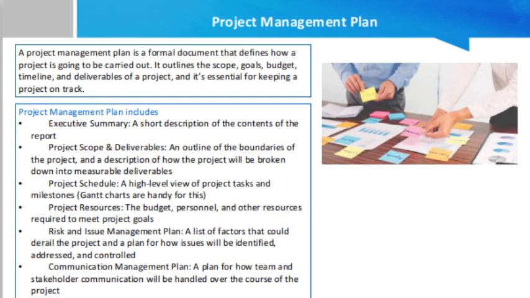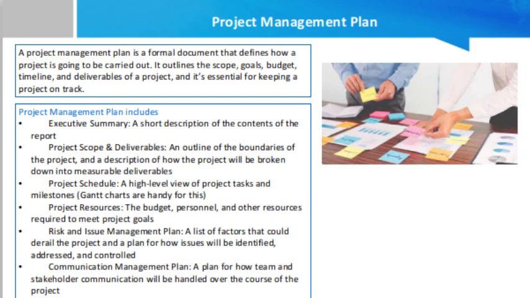Friends, a project management plan is a formal document that defines how a project is going to be carried out. It outlines the scope, goals, budget, timeline, and deliverables of a project, and it's essential for keeping a project on track. You write a project plan during the project planning stage of the project life cycle, and it must be approved by stakeholders before a project can move on to the execution stage. This means your project plan must be engaging, organized, and thorough enough to gain the support of your stakeholders.